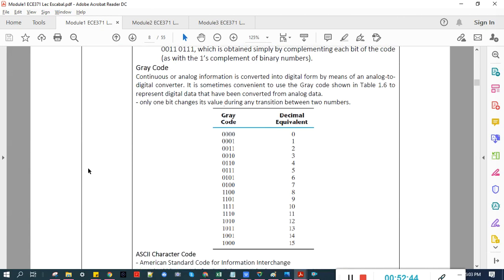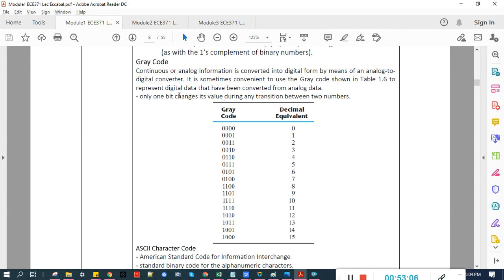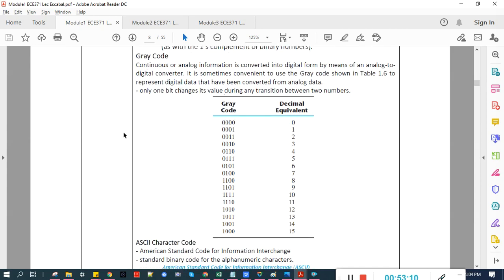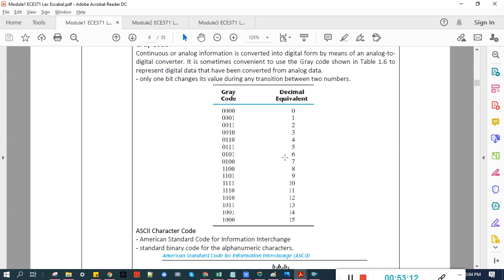Now we have an example here. Gray code. Continuous or analog information is converted into digital form by means of an analog to digital converter. It is sometimes convenient to use the gray code to represent digital data that have been converted from analog to digital. Why? Because only one bit changes its value during any transition between two numbers. For example, 6 to 7.